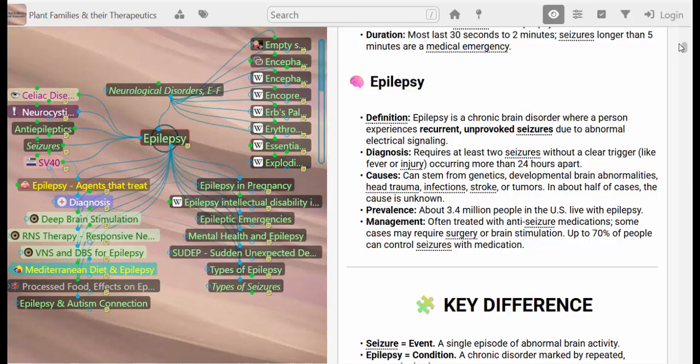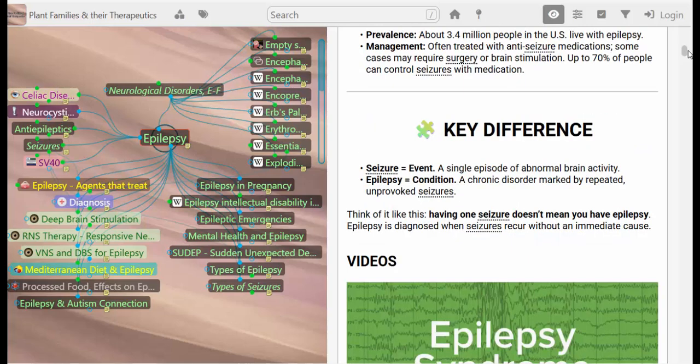About 3.4 million people in the U.S. live with epilepsy. They're often treated with anti-seizure medications. Some cases require surgery or brain stimulation. Up to 70% of people can control seizures with medication. Think of it like this. Having one seizure doesn't mean you have epilepsy.